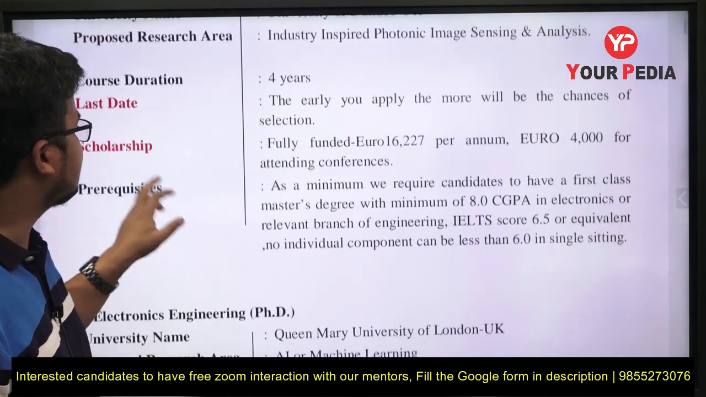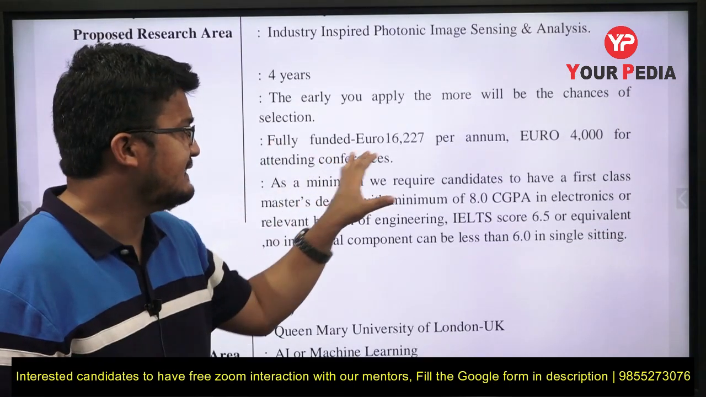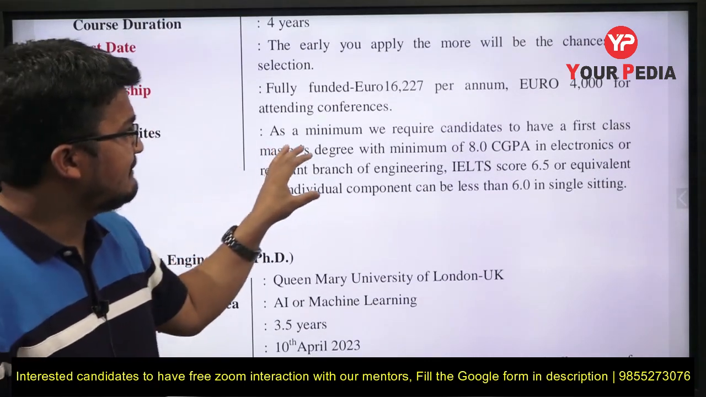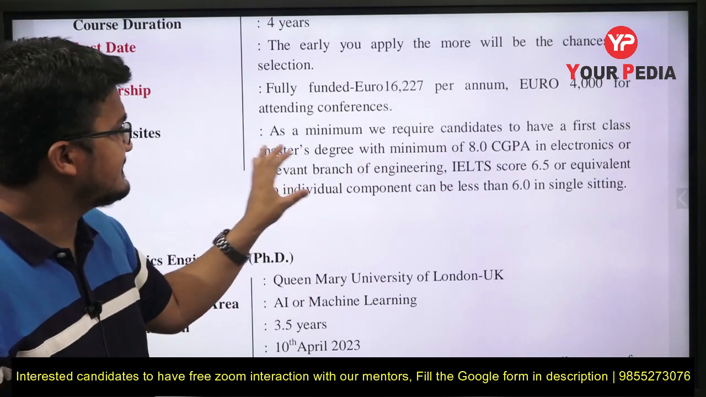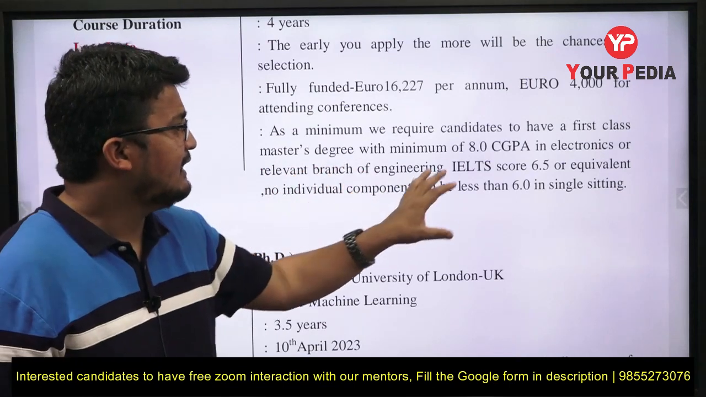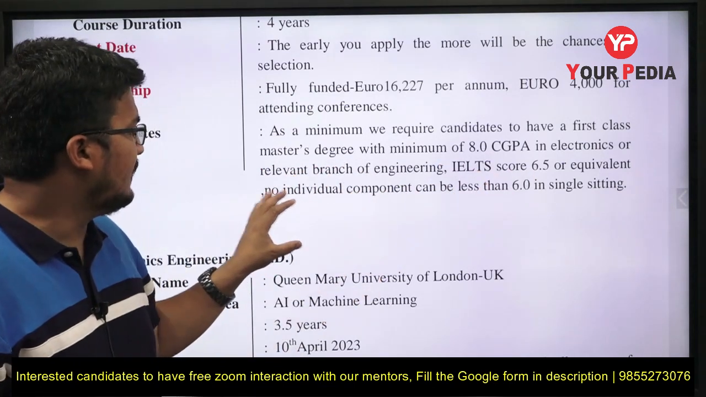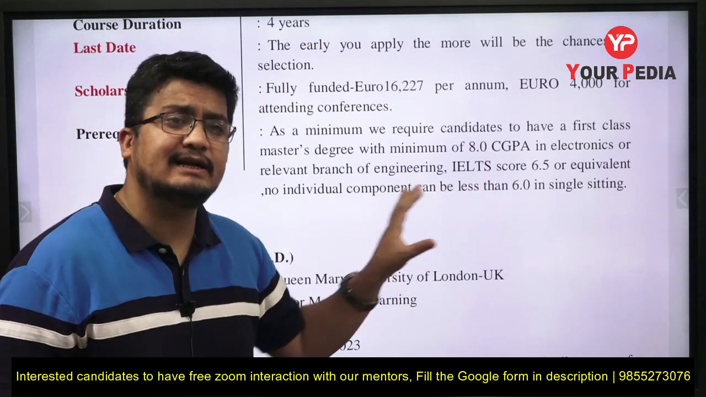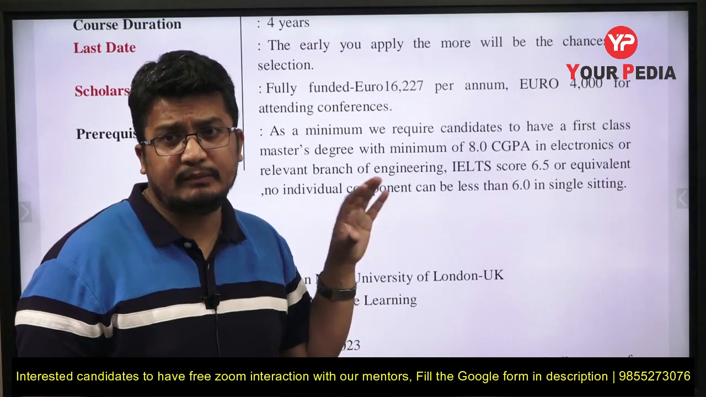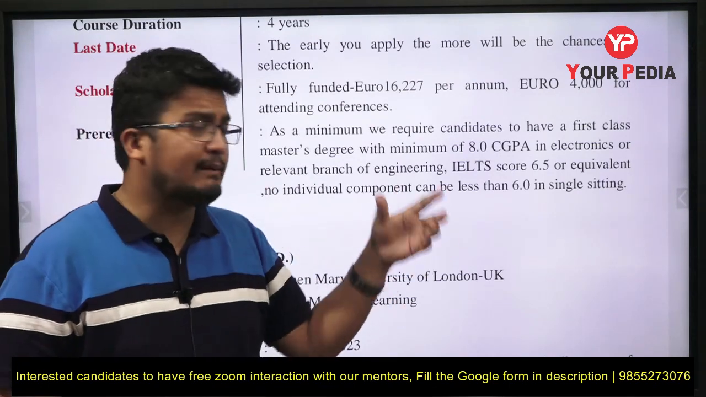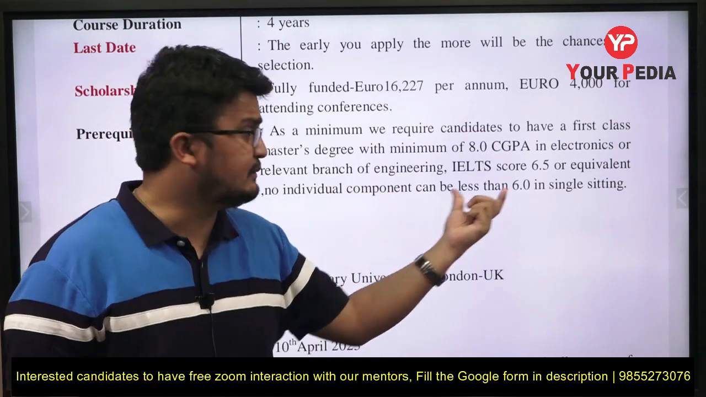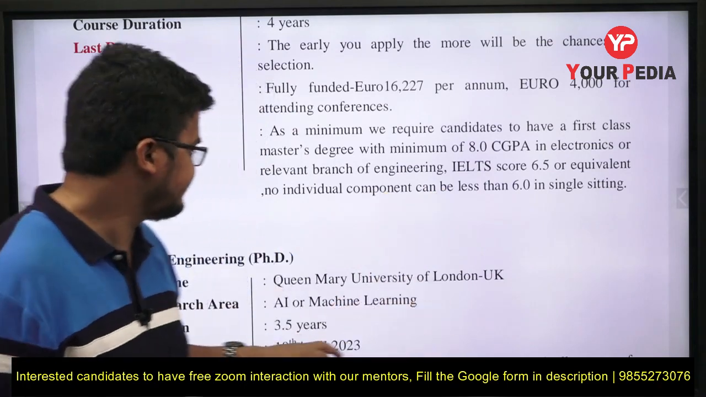Next, if we talk about the scholarship, yes, it's a fully funded position and the amount is mentioned. What are the prerequisites specifically for this position? As a minimum, we require the candidate to have a first class master degree with a minimum of 8 CGPA in electronics or a relevant branch of engineering, and an IELTS score of 6.5 or equivalent. No individual component can be less than 6 in a single sitting. This is a very important constraint they have put on the IELTS requirement, guys. So if you are planning to grab this opportunity and you are preparing for IELTS, keep these points in mind. This should be your target score in each section.